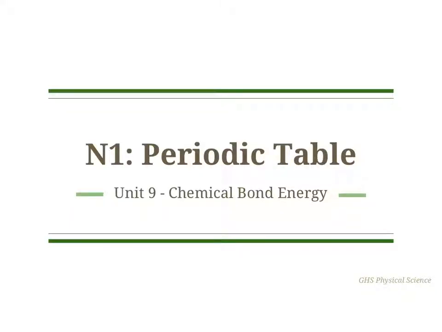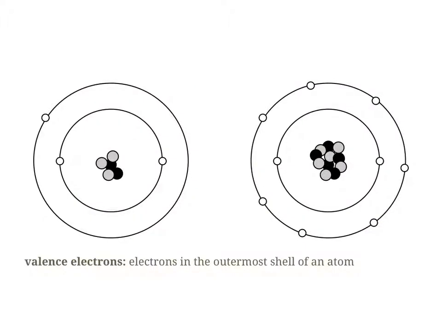So this particular segment is about the periodic table. It's the first lecture in Unit 9, and we need to spend a little bit of time talking about the periodic table and how it works. The first thing that we need to discuss, though, is the idea of what a valence electron is.